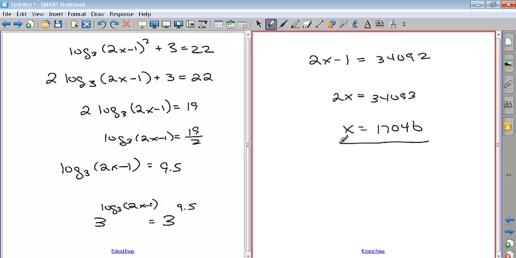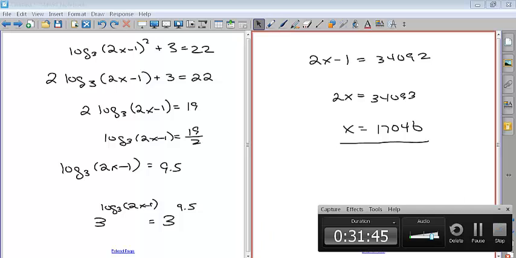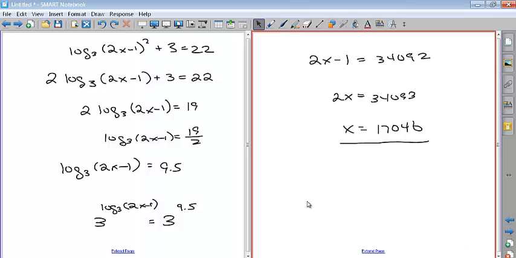Okay, so that's the basic idea behind log problems. If it was log base 4, I'd use 4 as the base. If it was a natural log, I'd use e as the base. So let me just pause it for a second and see if there's anything else I need to put on there. Okay, so that looks like it's it.